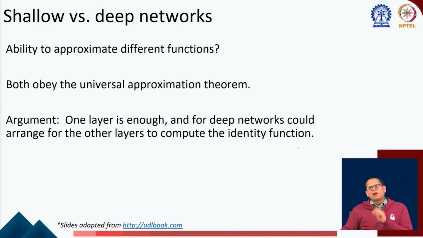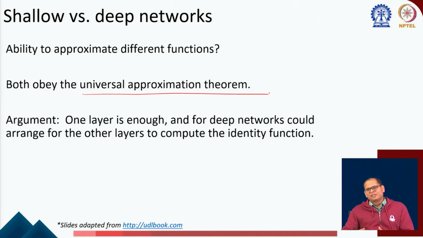Now let us come back to this comparison between shallow and deep neural networks. In terms of their ability, is it that the deep neural network can approximate much more complicated functions? It is not like that, because both obey the universal approximation theorem. Any complicated function you can approximate using shallow networks, you can also approximate using deep neural networks.